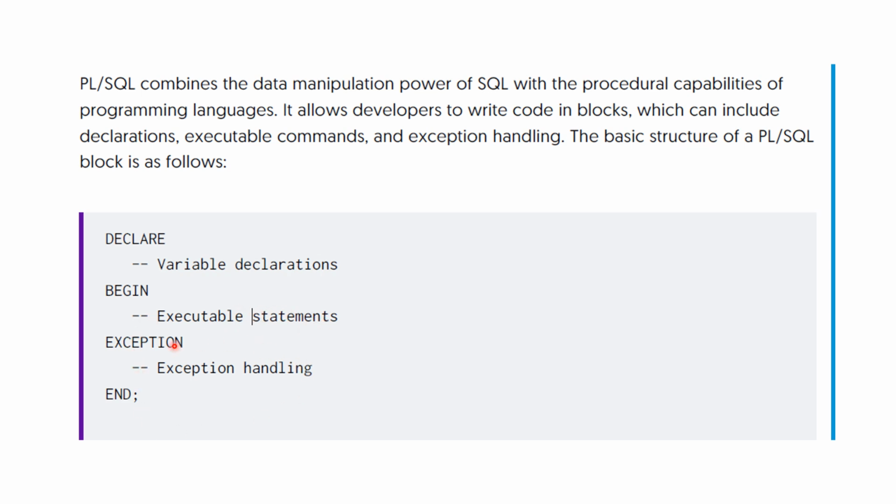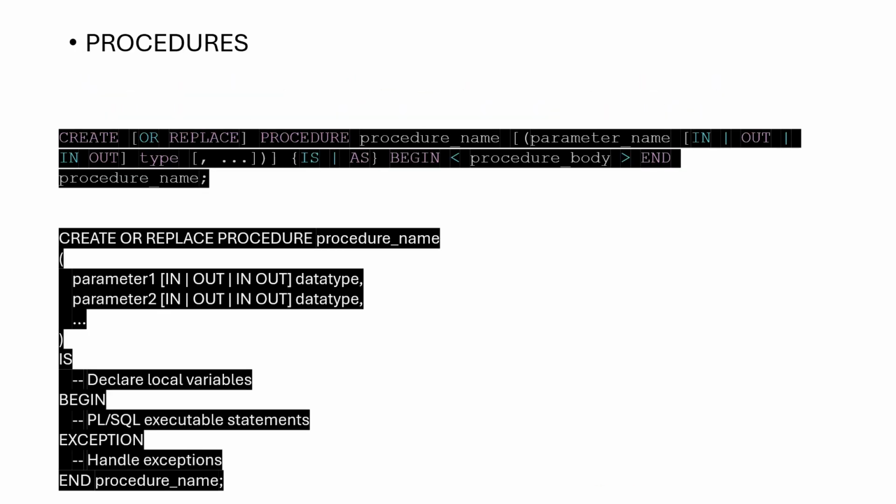Coming to the next thing, exception. This is again an optional part. It contains the code that handles runtime errors. How do we create a procedure? You use the create or replace procedure statement. That is, you write create or replace procedure, then the procedure name.